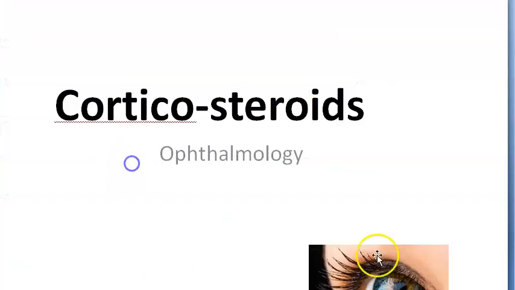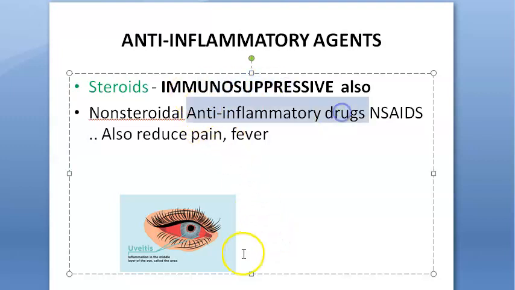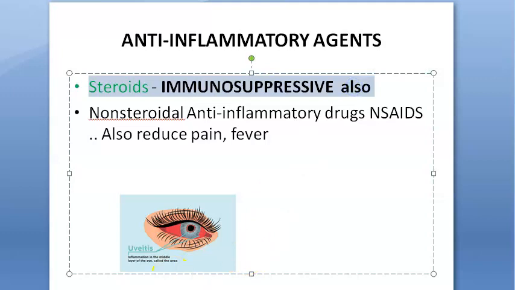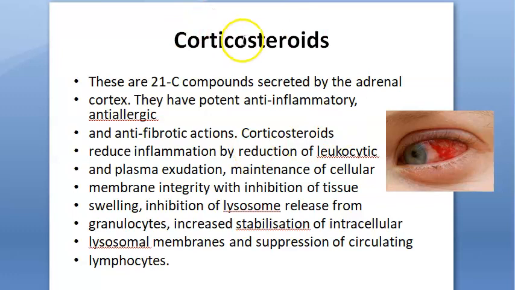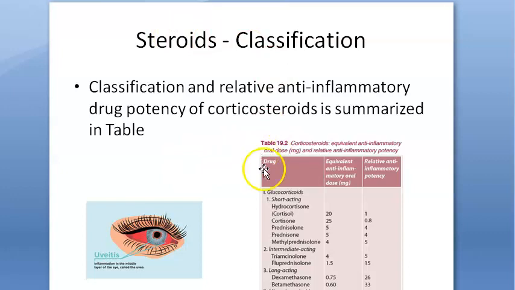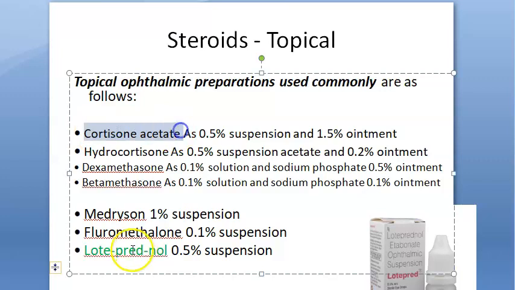Now let us move on to the next question. Steroids in ophthalmology. Corticosteroids are immunosuppressive and anti-inflammatory, so these are the two things. You're giving them for reducing inflammation, looks like. What is this? Classification of steroids, preparation, mode of administration. You have to talk about these. Loteprednol, you should remember, betamethasone, dexamethasone, hydrocortisone, cortisone acetate.